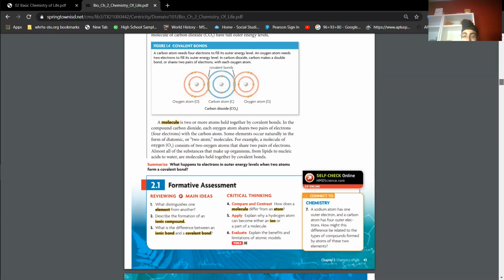Okay, so it looks like a lot of you got it. Remember that what distinguishes one element from another is always the atomic number, or protons. Neutrons and electrons do not distinguish one element from another. It's always the amount of protons. Okay, so number 2, describe the formation of an ionic compound. Just type your answers in the chat.